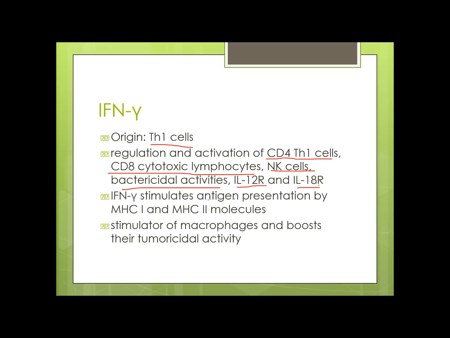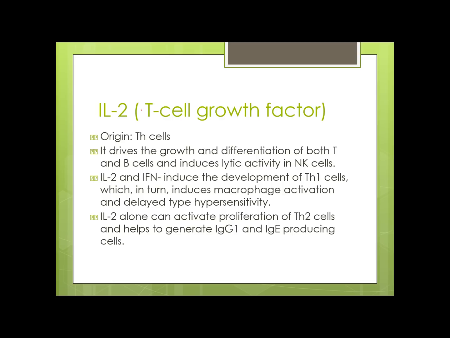Now, interferon gamma would stimulate antigen presentation by MHC1 and MHC2 molecules, stimulate macrophages, and boost their tumoricidal activity. Then let's go to your interleukin 2. This is also known as your T cell growth factor. Its origin is the T helper cells. It drives the growth and differentiation of both T and B cells and would induce lytic activity in NK cells. Interleukin 2 and interferon would induce the development of T helper 1 cells. Please remember this: interleukin 2 and your interferon would induce the development of your T helper 1, which in turn would induce macrophage activation and delayed type hypersensitivity. Now, interleukin 2 alone can activate proliferation of the T helper 2 cells and would help to generate IgG1 and IgE producing cells.